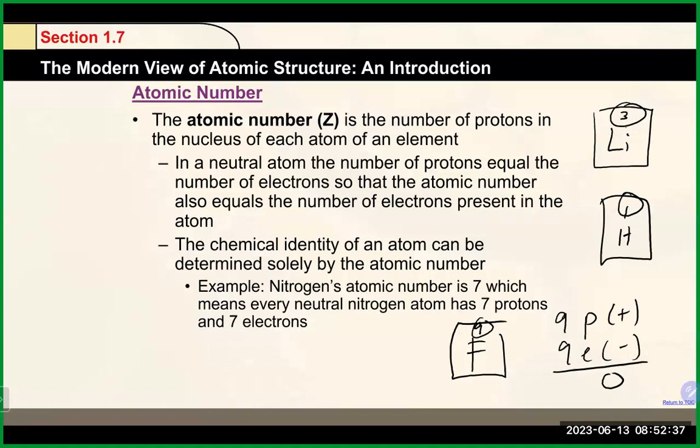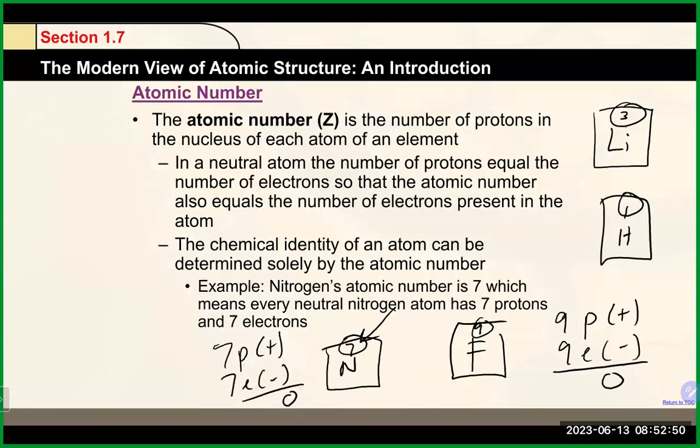Same thing with nitrogen. If you look up there on the periodic table, nitrogen is number 7. And again, that means that our neutral nitrogen should have 7 protons and 7 electrons, again giving you no charge when it's all said and done. You will never find a nitrogen with 5 protons, because somebody with 5 protons is boron. So again, if you change the number of protons, you change what element it is. And that does not happen in normal chemical reactions.